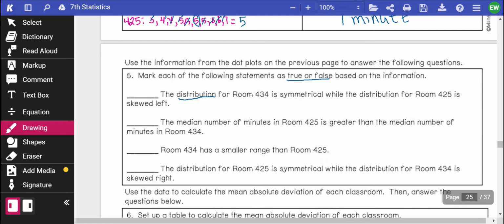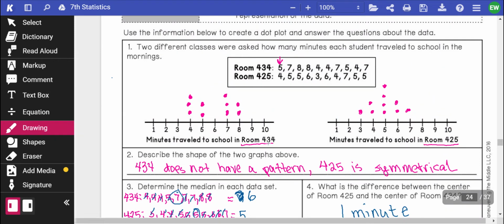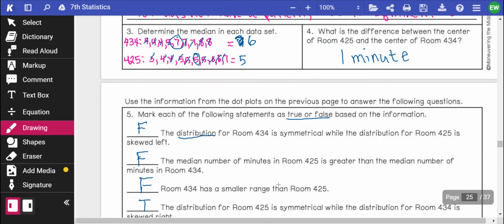Go ahead and do that now. Okay, so the distribution for 434 is symmetrical and 425 is left. Well, let's look at this one. 434, we said already it doesn't have a pattern, and 425 is symmetrical. Okay, so they got the numbers of the rooms messed up. And 425 is symmetrical, but 434 has no pattern at all, so that's false.